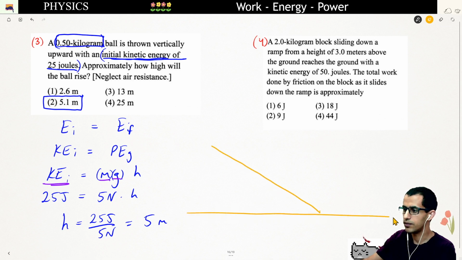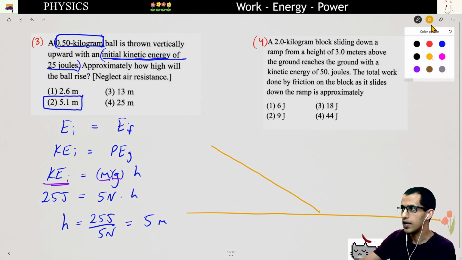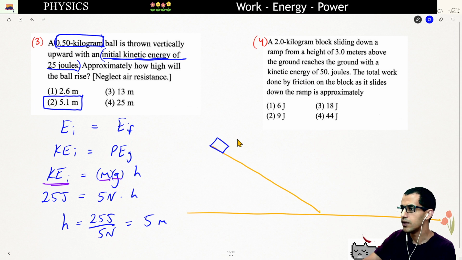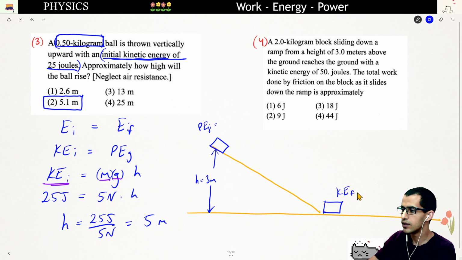Let's say that's our ramp. And our block starts up here at a height of 3 meters. From a height of 3 meters above the ground, yep. And so, of course, it has potential energy that it starts off with here. And it reaches the ground and it has a kinetic energy here of 50 joules. So that's given to us.